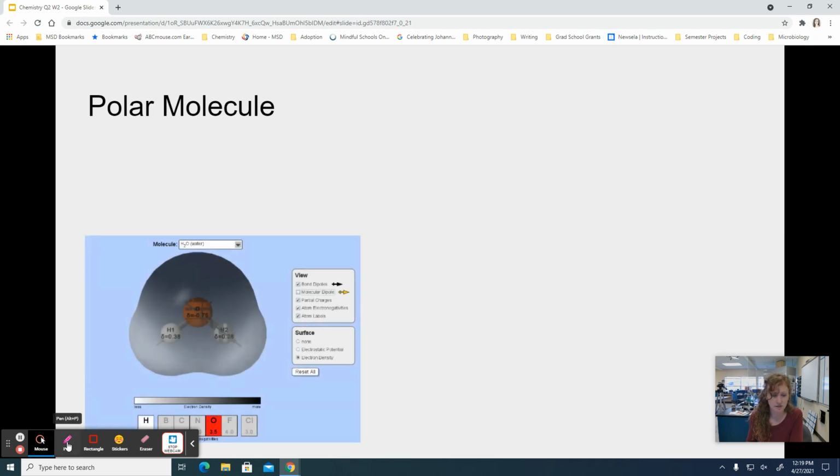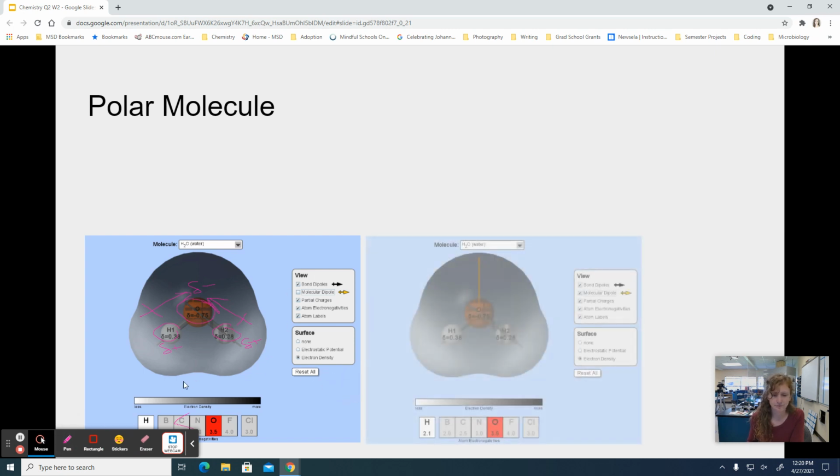Okay, so here's hydrogen, oxygen. You can see a difference in electronegativity down here. You can see hydrogen ends up partially positive, oxygen ends up partially negative, and you can see there are two bond dipoles in this molecule. Now, when I click again, you're also going to see the molecular dipole.